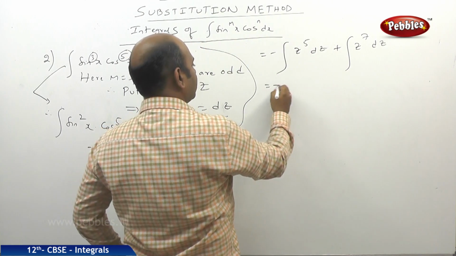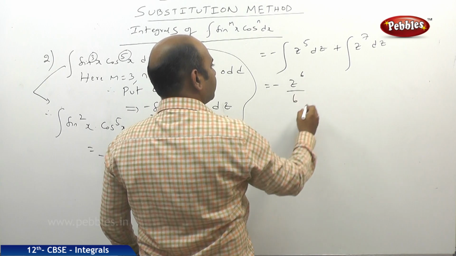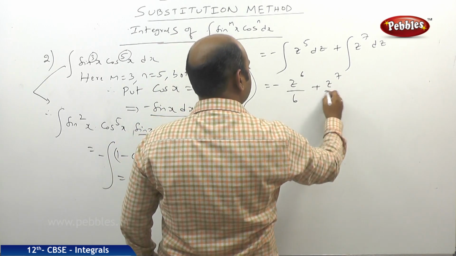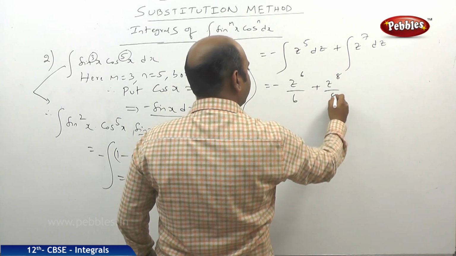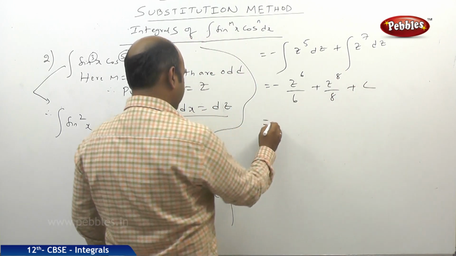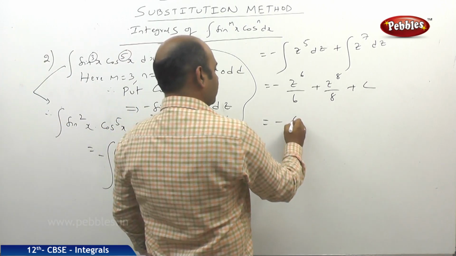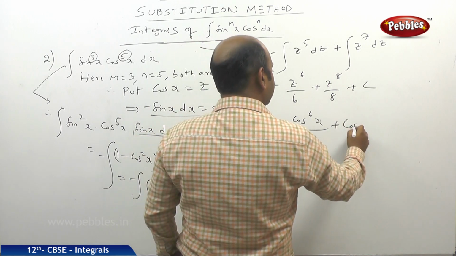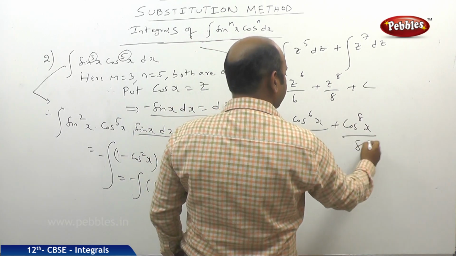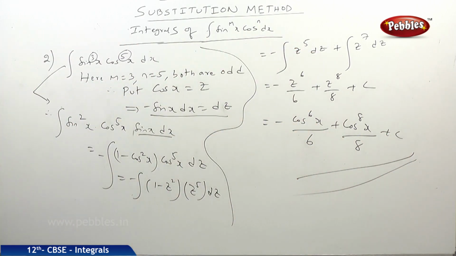So finally it reduces to minus of integral of z power 5 means z power 6 by 6, and here z power 7 dz, z power 8 by 8, plus c. But in place of z, what should we write? cos x. So what happens? Minus cos power 6 x by 6 plus cos power 8 x by 8 plus c. This is our final output. I think you are clear with this particular pattern.